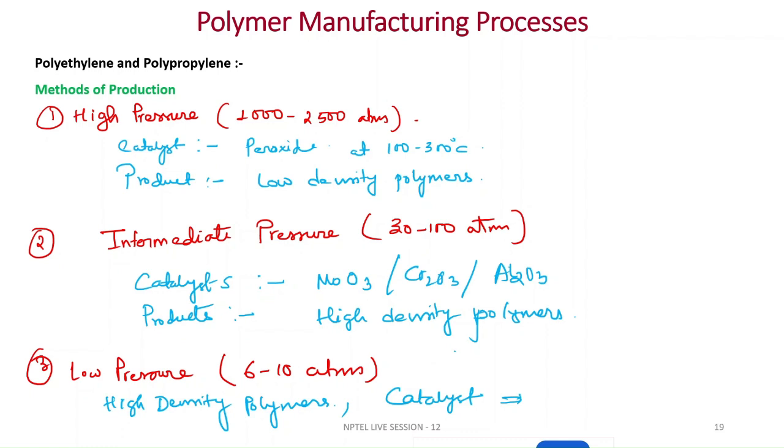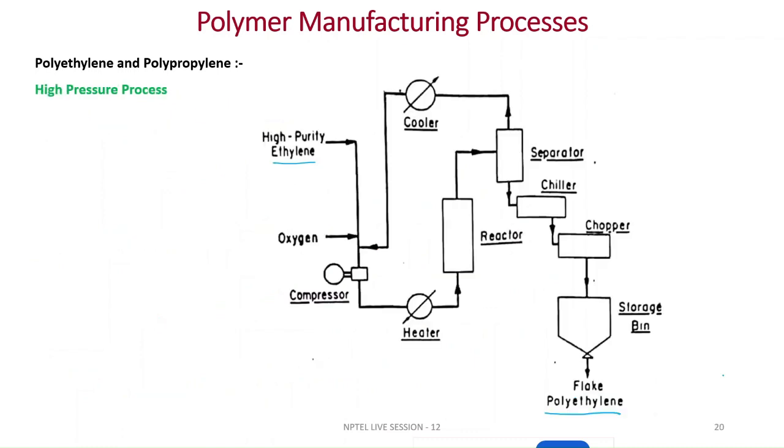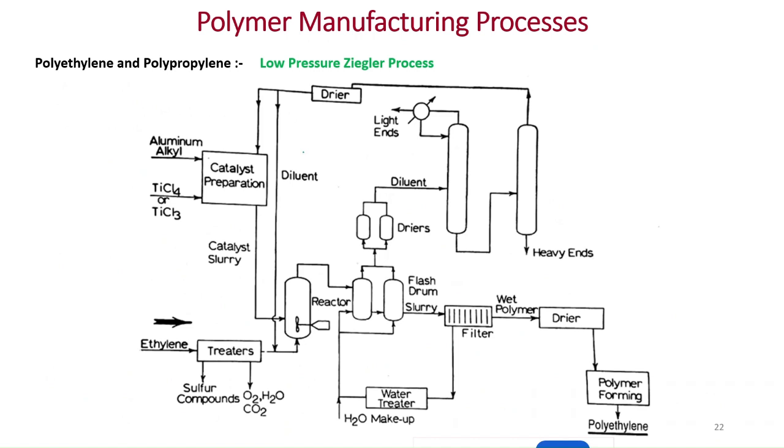This process is called the Ziegler process. We will discuss this in the process of aluminium alkyl. So this is the famous Ziegler process, the low pressure process for polyethylene production. We will discuss that.